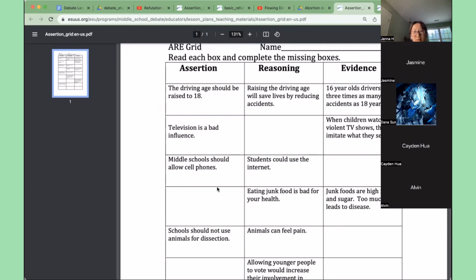Okay, so the claim is unknown, and then the reasoning is that eating junk food is bad for your health, and then the evidence is that junk foods are high in fat and sugar. Too much fat leads to disease. So what's the claim they're making there?